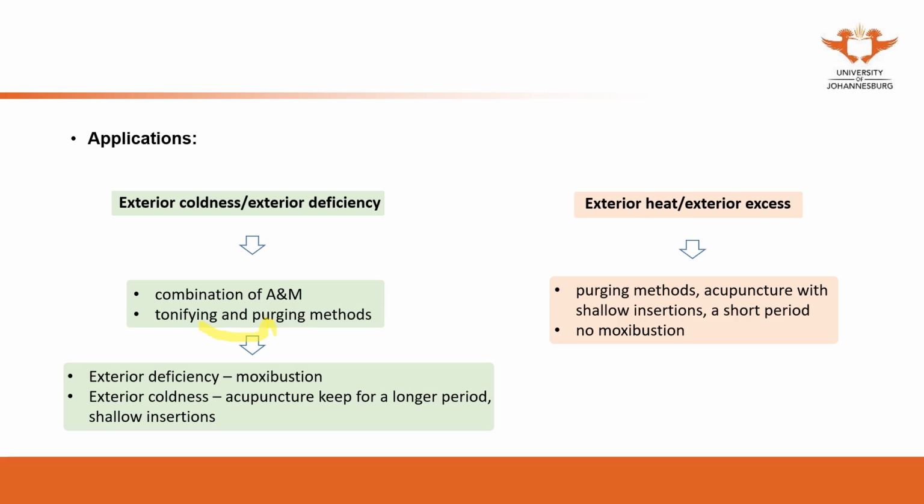For exterior deficiency, we may use moxibustion. For example, we can use moxibustion on GV20 to 14. For exterior coldness, we can use acupuncture to keep for a longer period, shallow insertion. We also can use the bladder 12, the 肺俞. The exterior heat or exterior excess, purging method, we use acupuncture with shallow insertion, keep for a short period. Because of its heat, so we will never use moxibustion.